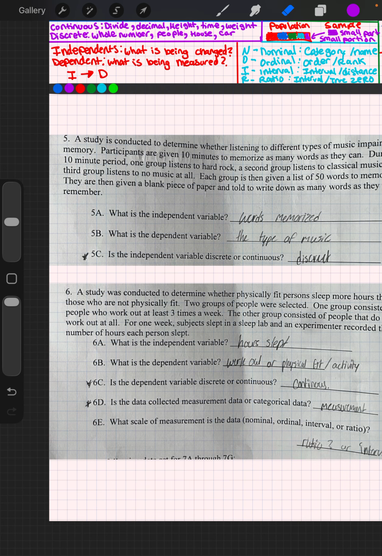They're given 10 minutes to memorize words: rock, classical, and no music.